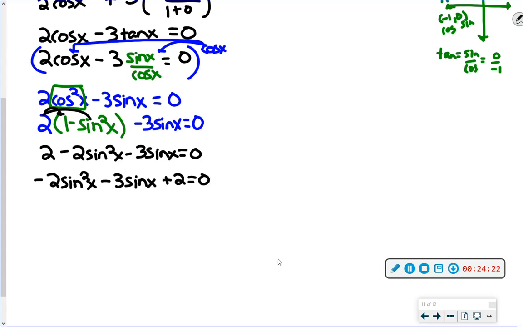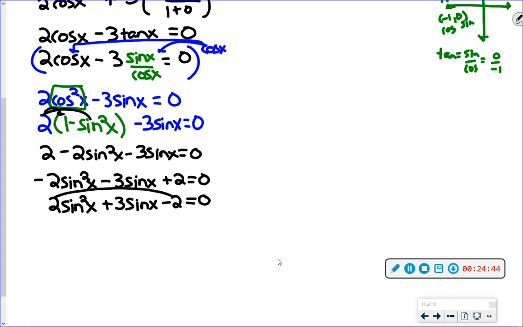Now, the easiest way, of course, to solve a quadratic is going to be factoring. Personally, I don't like to factor with the negative lead coefficient. It's easy to make a positive or negative error. So I'm going to switch all the pluses and minuses. I didn't want to say signs because I'm talking plus, minus, or sine. Okay, got it. Now I'm ready to factor.